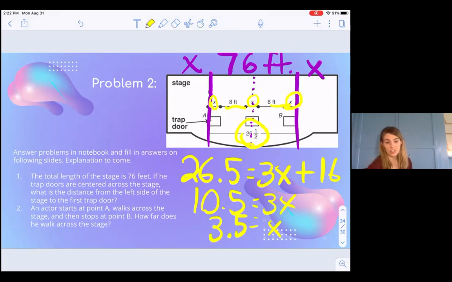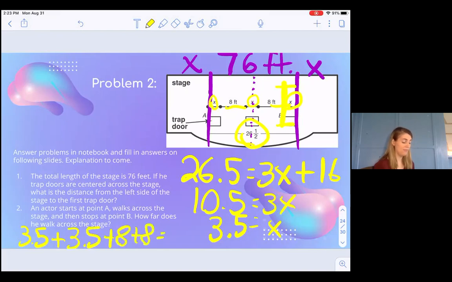That is not what the question is asking, though. It's asking how far is point A to point B. So what I have are 2 X's and 2 8's. So that tells me that that actor walked 3.5 plus 3.5 plus 8 plus 8. That's 9, 10, plus 16.